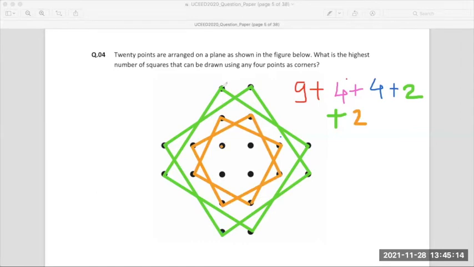रिमेम्बर एक एक सिंगल कर रहे थे. At that time we counted the first one. Yes, ma'am. तो कितना आया टोटल? इससे ज्यादा पॉसिबल नहीं है. 9 + 4 + 4 + 2 + 2. 12 + 9 is how much? 21.